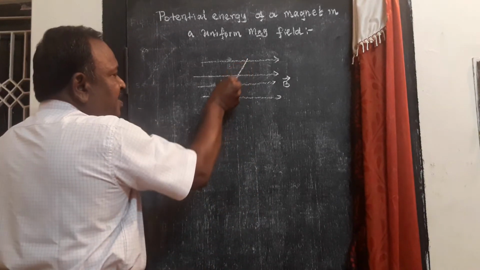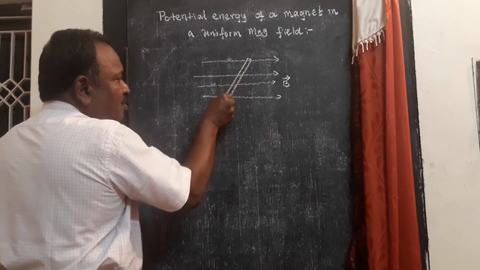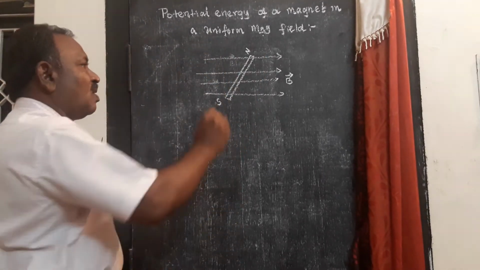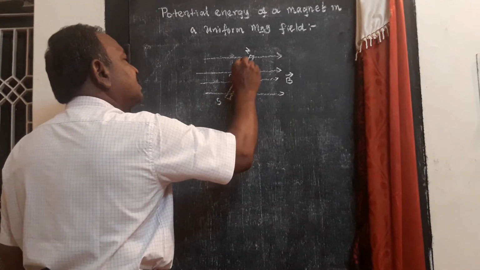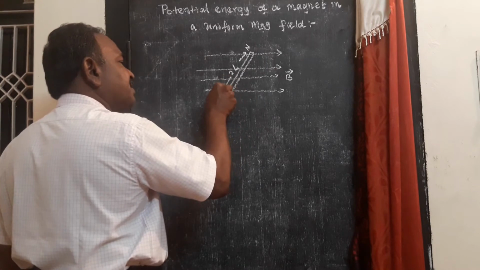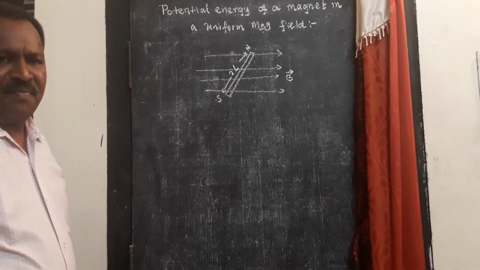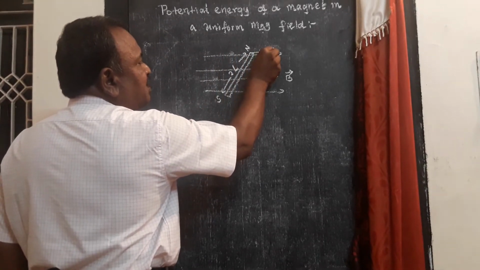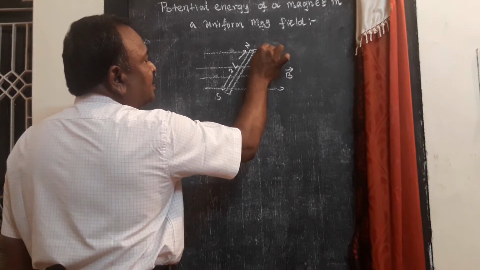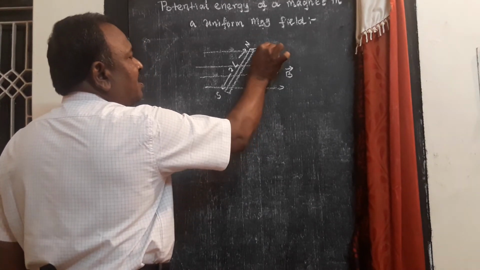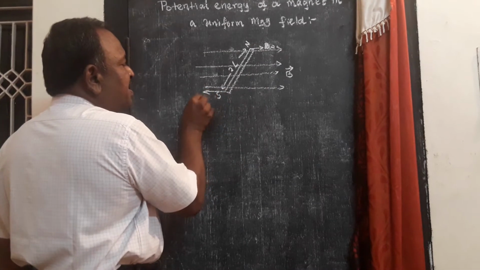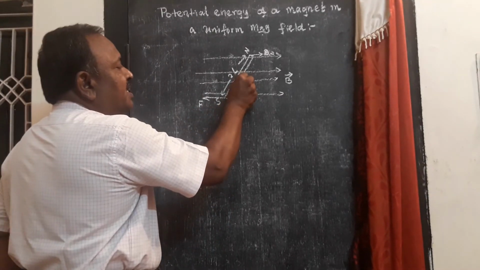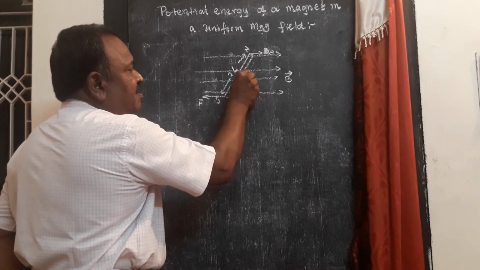In this magnetic field, we are keeping a bar magnet NS of length 2L. 2L is the length of the magnet. When it is kept in the magnetic field, the north pole will experience a force in the direction of the magnetic field, and the south pole will experience a force opposite to the direction of the magnetic field, and it will come to rest, making an angle theta with the field.